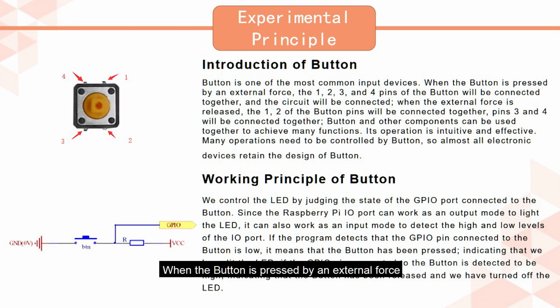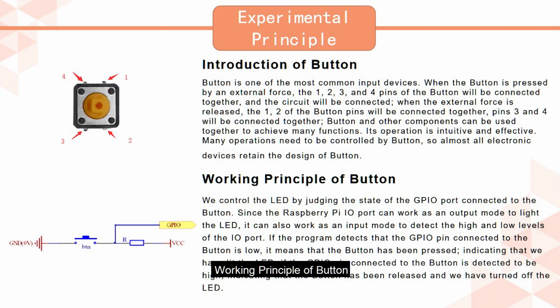When the button is pressed by an external force, pins 1, 2, 3 and 4 of the button will be connected together and the circuit will be connected. When the external force is released, pin 1 and pin 2 of the button will be connected together, and pin 3 and pin 4 will be connected together. Button and other components can be used together to achieve many functions. Its operation is intuitive and effective. Many operations need to be controlled by a button, so almost all electronic devices retain the design of the button.